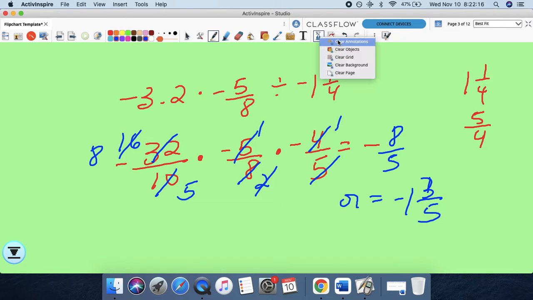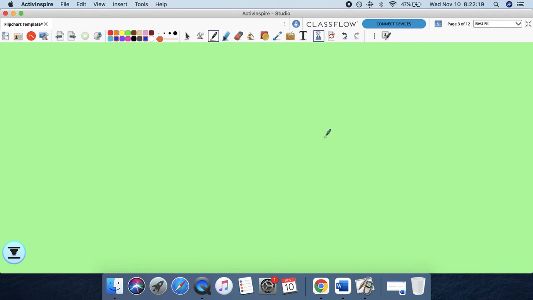Okay? So you can leave it as improper, or you can leave it as a mixed number. It really depends on what the question asks you to do.